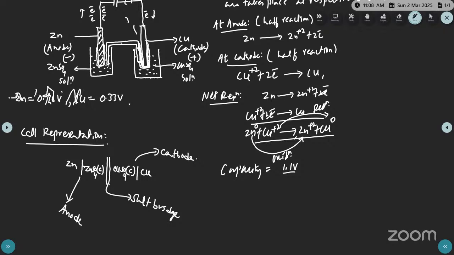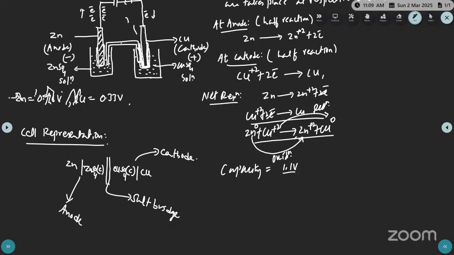Okay, right. So this is the cell representation. Like that you can represent any cell. So how to represent it? The salt bridge is denoted by a double vertical line. In some cells there is no salt bridge, but there is a medium that separates the anode and cathode. In that case also you can take a double vertical line. So the double vertical line represents a medium which separates the anode and cathode.